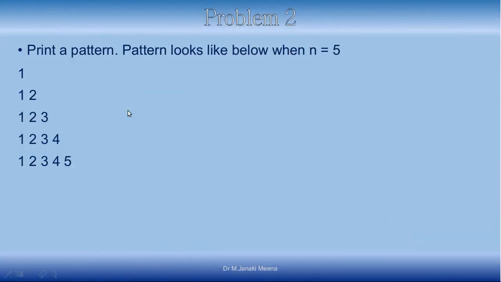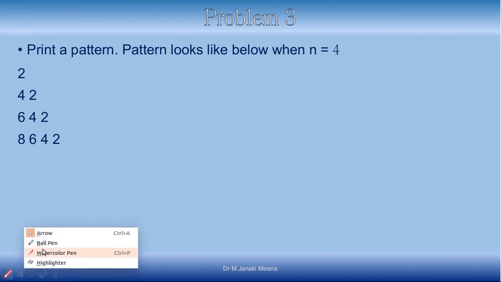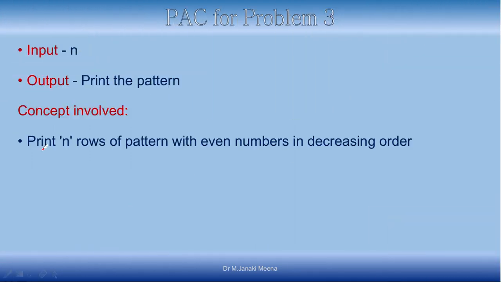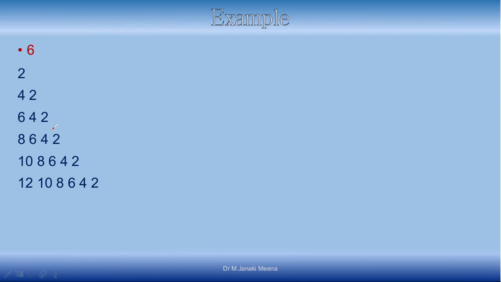Okay, fine. So the next problem we are going to see is this pattern, and when n is equal to 4, this is how the pattern looks. So when you look at the pattern, what you understand is first row 2, second row it starts from 4 and goes up to 2, third row and so on. If you are having 6 rows, it will be like this. In each row there are going to be a number of elements equal to the row index.